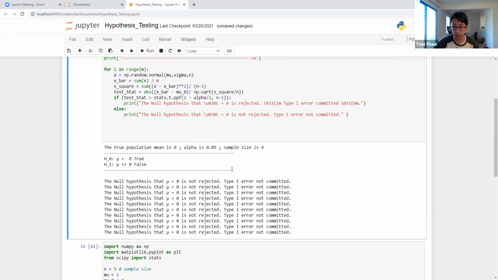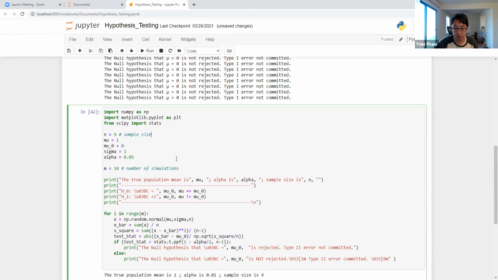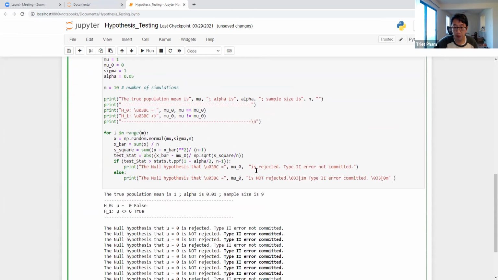For example, here I repeat the same kind of simulation, except that now I study type 2 error. To study type 2 error, I must go to the case where the alternative is true. So I still keep the null and the alternative set up this way. Because of this setup, my test statistic and my rejection criterion are still the same.